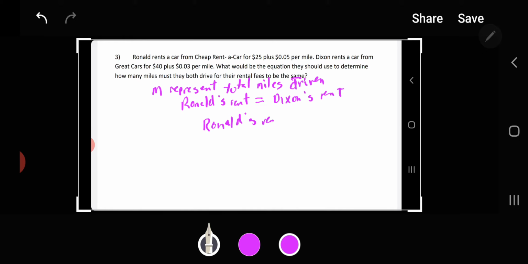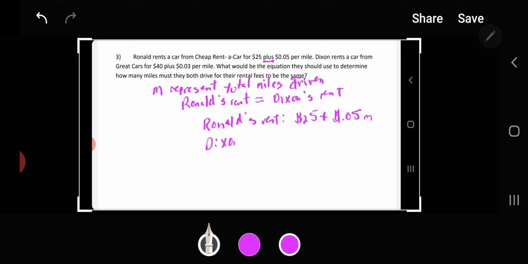Ronald's rent for his car can be represented by the equation $25 plus, once again, 5 cents per mile. Once again, we don't know the amount of miles, so I'm just going to represent that with M, the total number of miles. Dixon's rent can be represented by $40 plus, once again, 3 cents per mile. Once again, we don't know the number of miles.